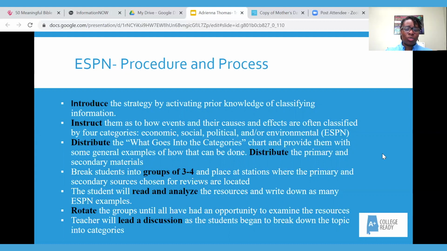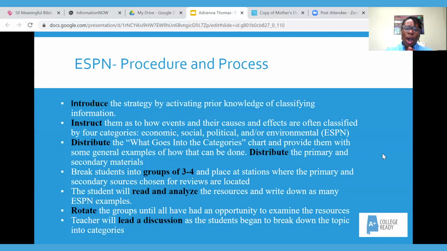And throughout the classroom, place different stations, and even it could be in the groups, in the different groups, and allow the students to rotate to different stations to read those primary and secondary resources. And during that time, they'll start pulling out information. The students will read and analyze and write down as many examples of ESPN that they can find. You must make sure that they have time to rotate to every group to examine the resources, because this is going to lead you to your final thing, and that is a discussion.